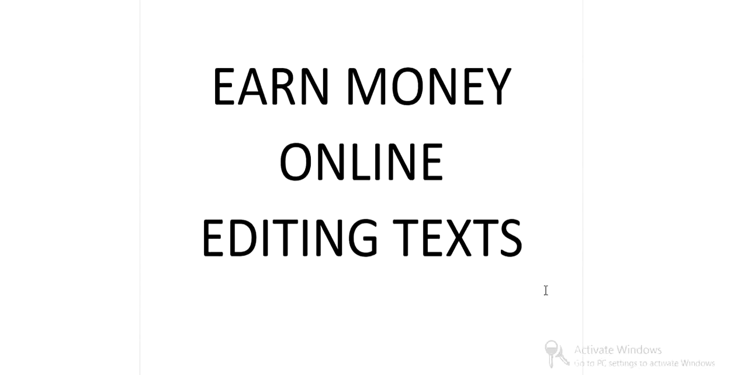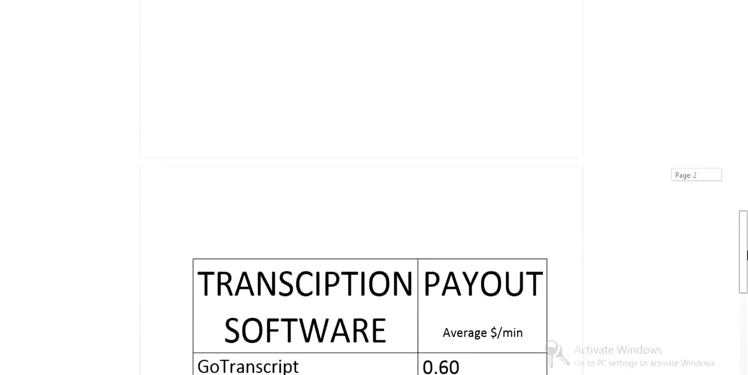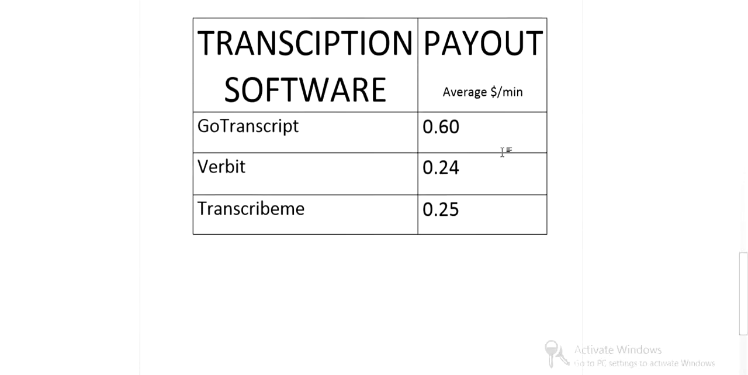That's what transcription is. And with transcription, there are so many transcription softwares out there that offer jobs that pay you, and the payment varies from software to software. So here I have 3 transcription softwares here with their payout rates. The first one is GoTranscript. It pays 60 cents per minute on average. The second one is Verbit. Verbit pays 24 cents per minute. The third one is TranscribeMe. TranscribeMe pays 25 cents per minute.